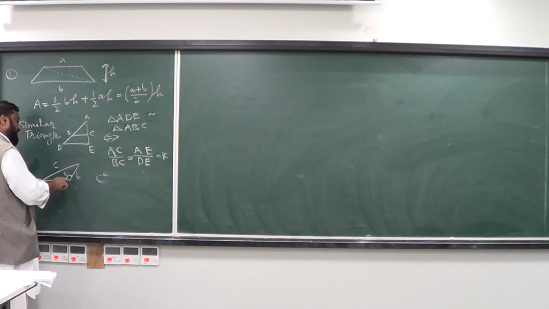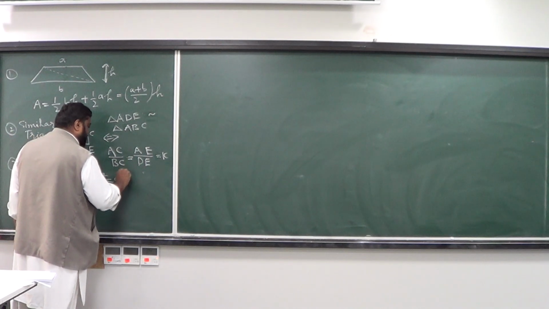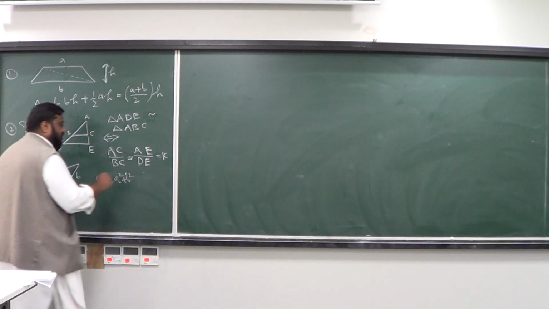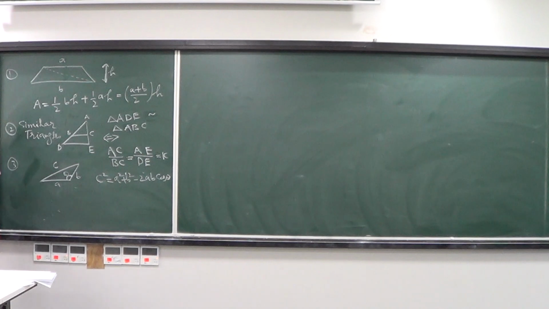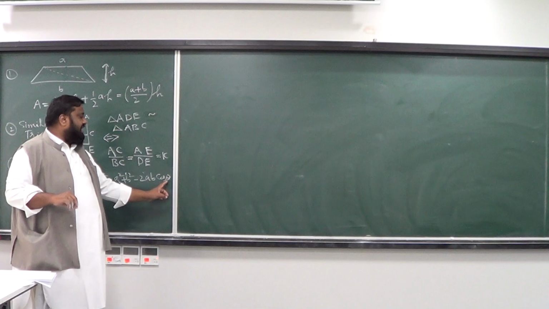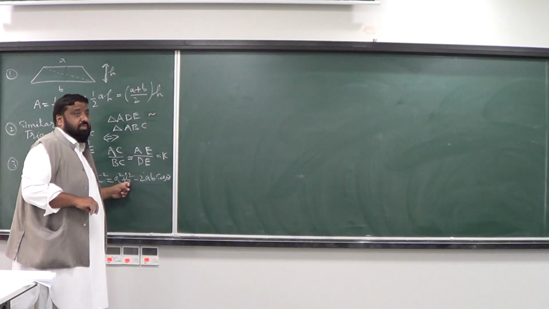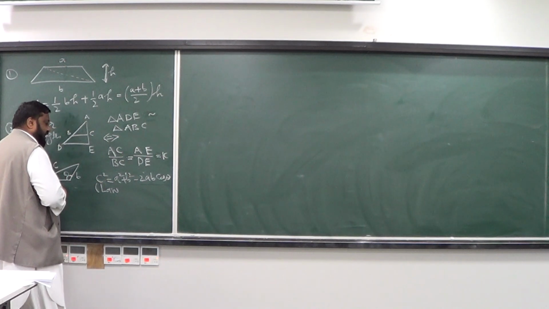So C is the side that is opposite to the angle theta. Then C square is going to be A square plus B square, which is common with the Pythagorean theorem, and then what I need to do is subtract 2AB cosine of theta. So if this theta is 90 degrees, then cos 90 degrees becomes 0, and this term will go away, and you're going to get C square equal to A square plus B square.